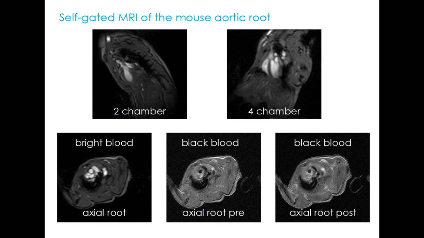You can see a four-chamber view of a mouse heart. You can see the left ventricle, again the aorta, the aortic root right here, and the right ventricle here. From these images, we can actually plan axial slices right through the aortic root, which you can see here. That's basically this circle here in the middle.